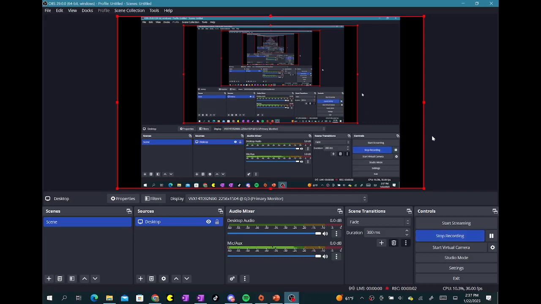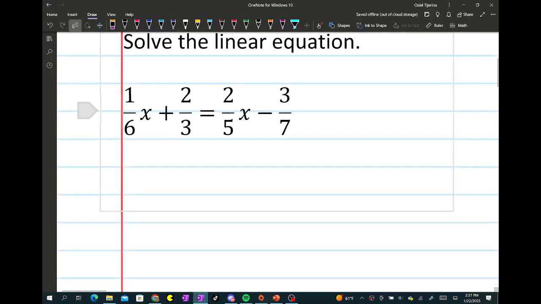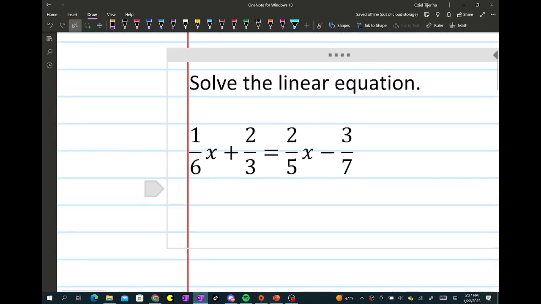Okay, so hello everyone. We're gonna do this really quick video. I did try to do an example with a linear equation with fractions, and it was a little bit too hard, so I'm making it a little bit easier. So we're gonna do this linear equation here.